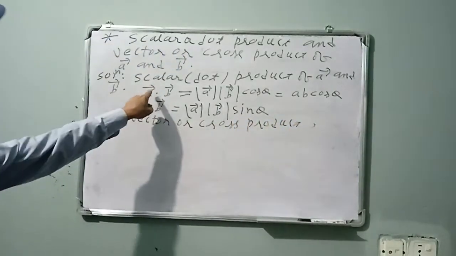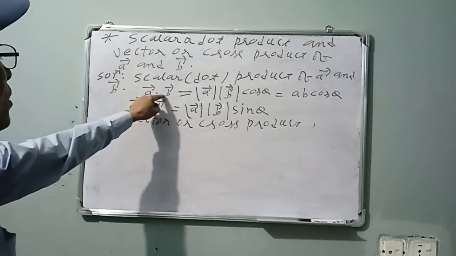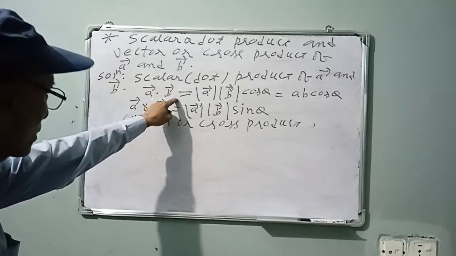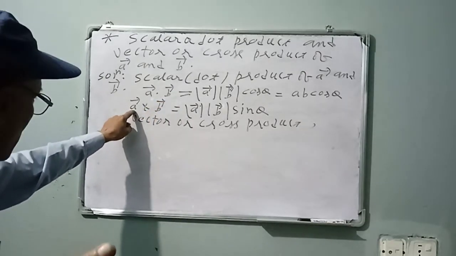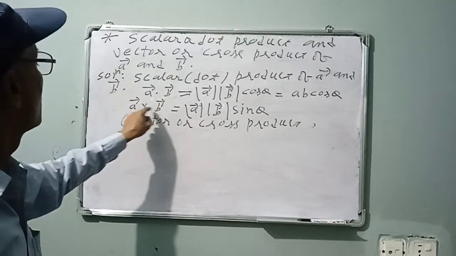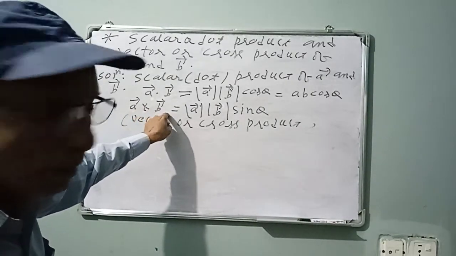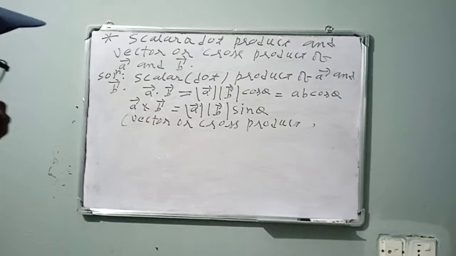How to read? You have to read vector A dot vector B as the scalar dot product. Don't read it as vector A into vector B. That is not "into". A cross B is the cross product of vector A and vector B, AB sin theta.